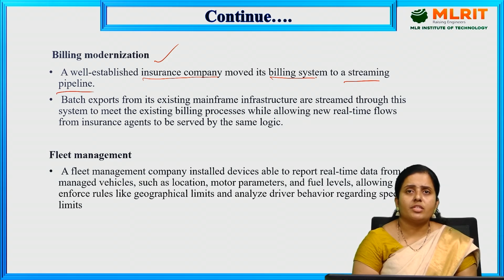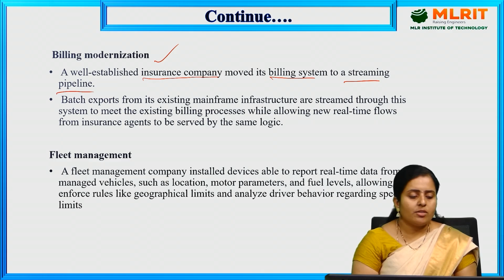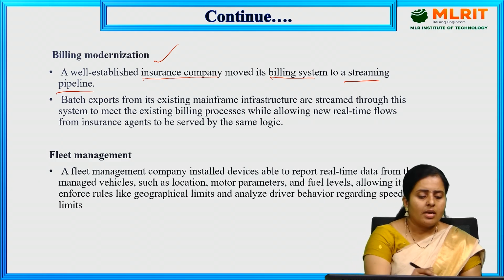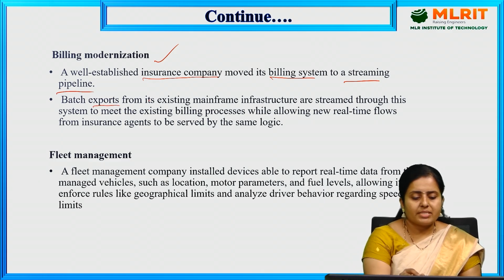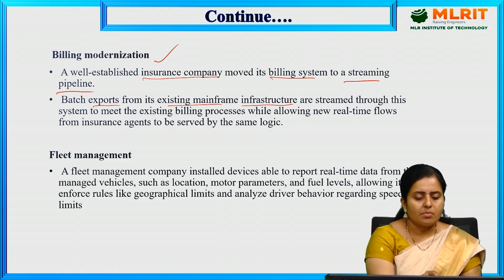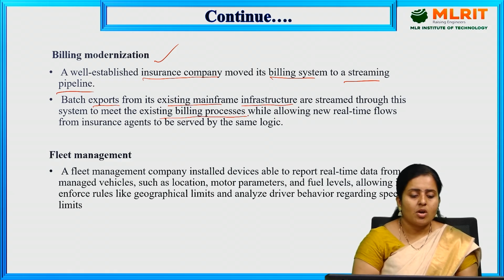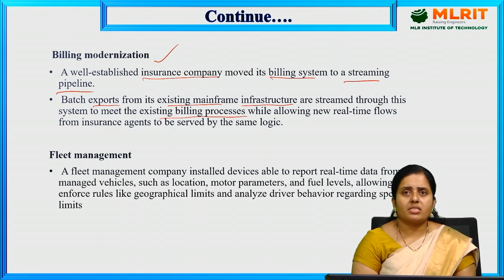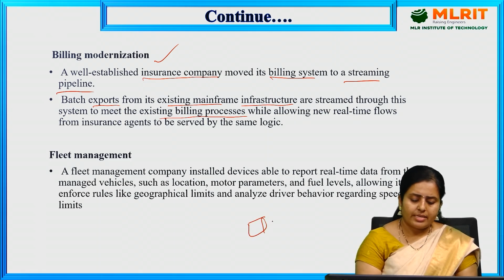As a part of insurance, they collect billings on a daily basis, right? Those billing systems are pipelined through stream processors. Then batch exports from its existing mainframe infrastructure are streamed through this system to meet the existing billing processes. The already existing mainframe infrastructure holds the batches. As you know, batch is nothing but data divided batch-wise, batch 1, batch 2.